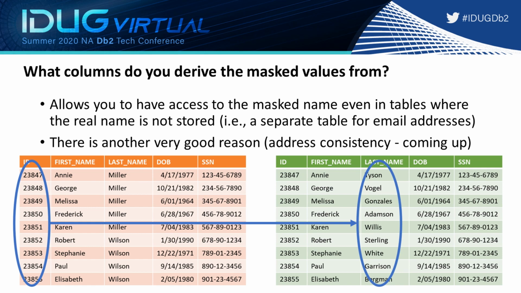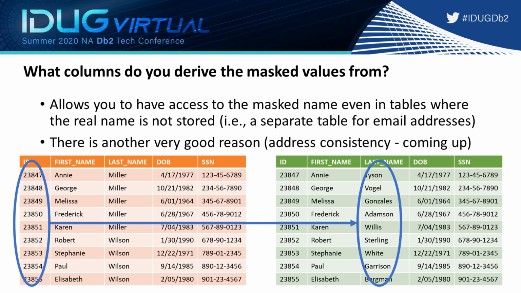We do have another option though. We can generate a masked last name based on any other column, so we could use the ID column if we have one. If we do that, then people with the same real last name do not necessarily end up with the same masked name. What's nice about this approach is that we only need the ID and not the real last name to get the masked last name.